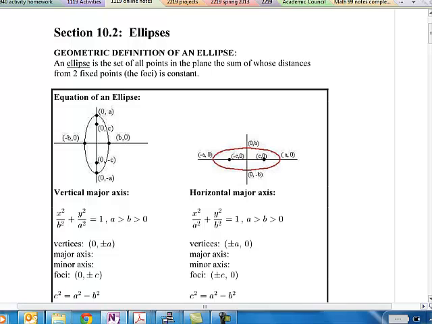Basically, it means that any point we choose on the ellipse, if we take a line from that point to each focus, we add the distances together for those two line segments. That should be the same as if we take any other point on the ellipse, connect that point to each focus, add up the two lengths. That should be the same for both points. So the sum of these two distances should be a constant.